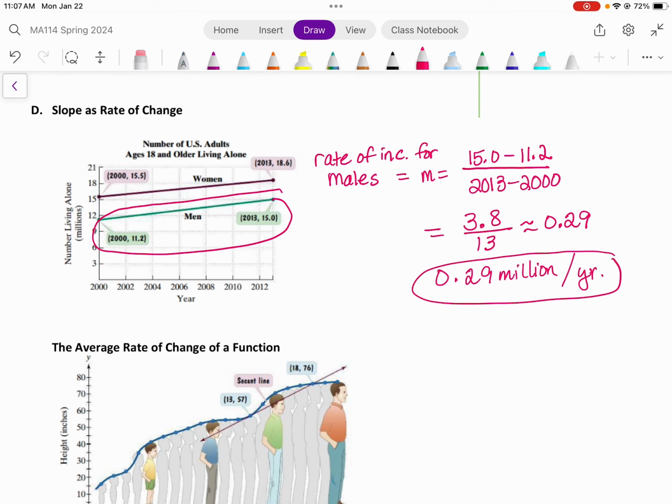So rates of change will have a label. So you'll have a label for the top numerator and for the denominator. So this was million males per year. So the number of U.S. males living alone, ages 18 and older, has increased by 0.29 million per year.